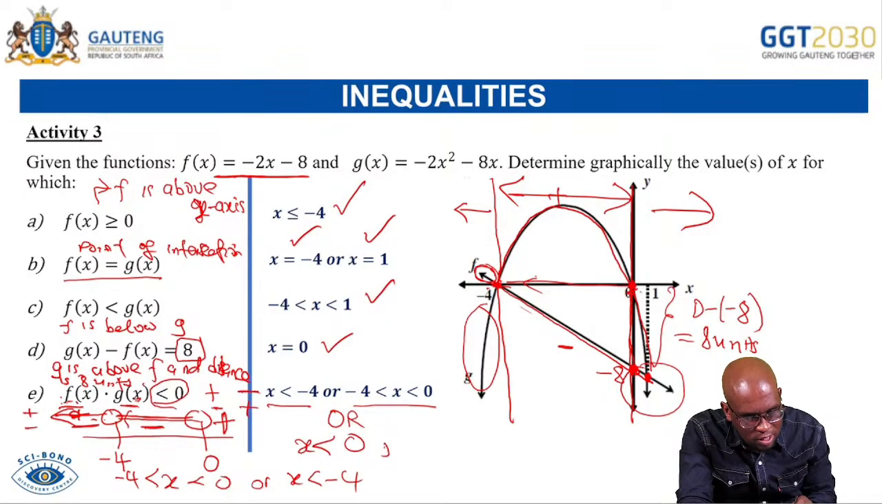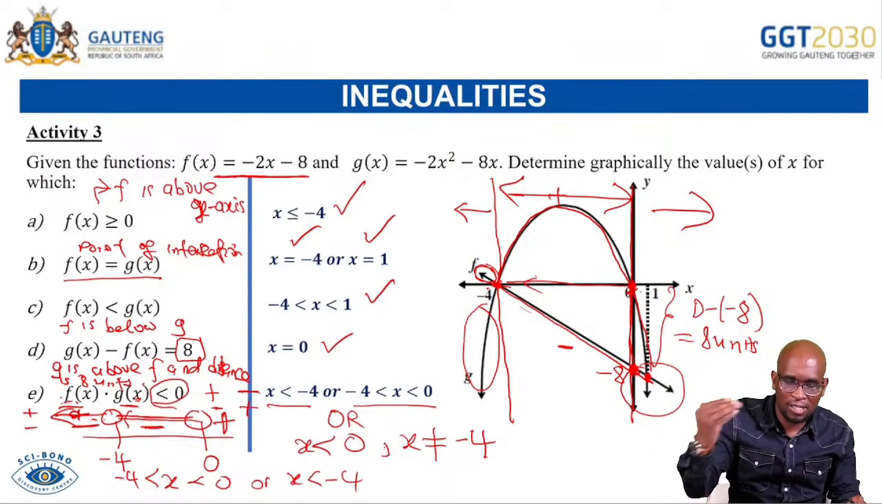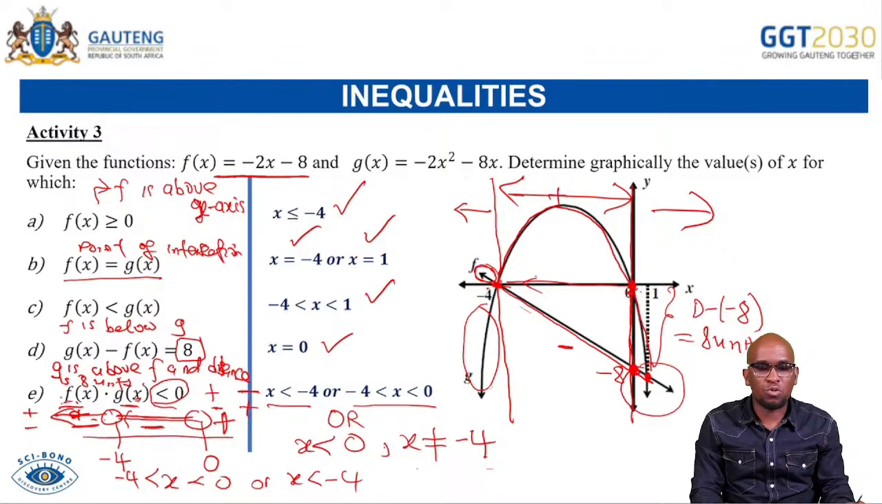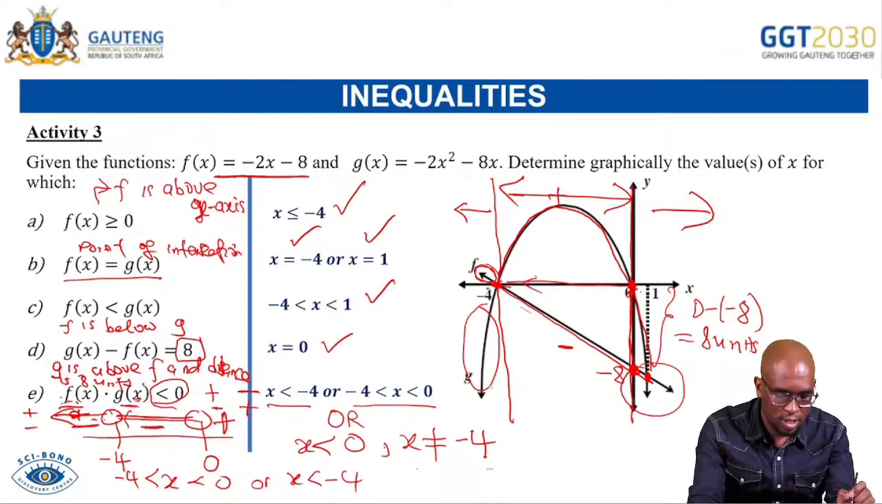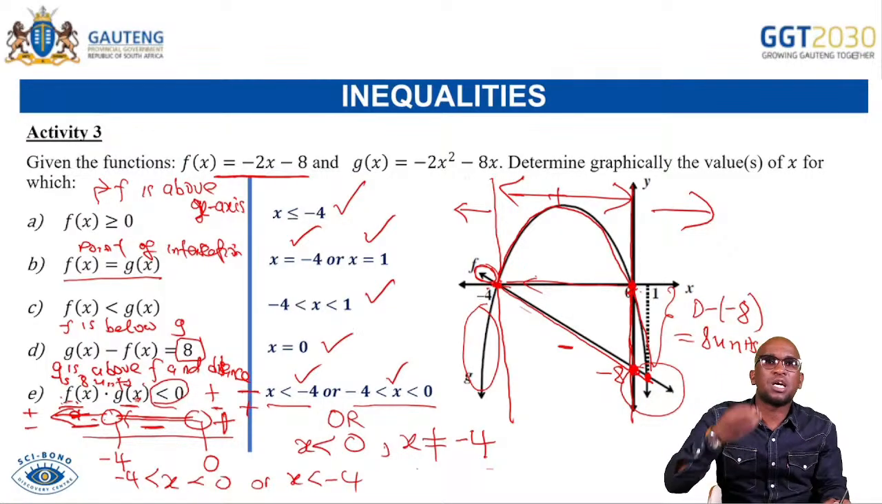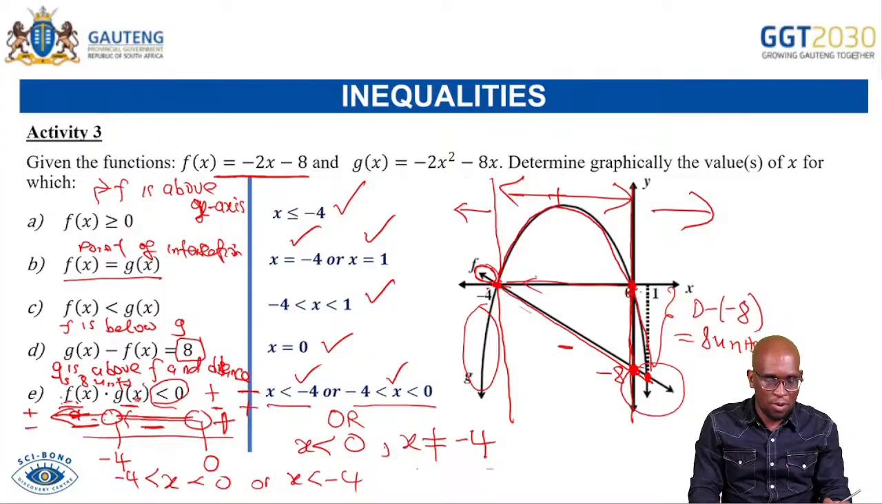But with the condition that x cannot be equal to what? -4. So all the values of x that are less than 0 except -4 will also be acceptable. Right, that is how you work with inequalities. Remember, you need a lot of practice to get used to how this operates.